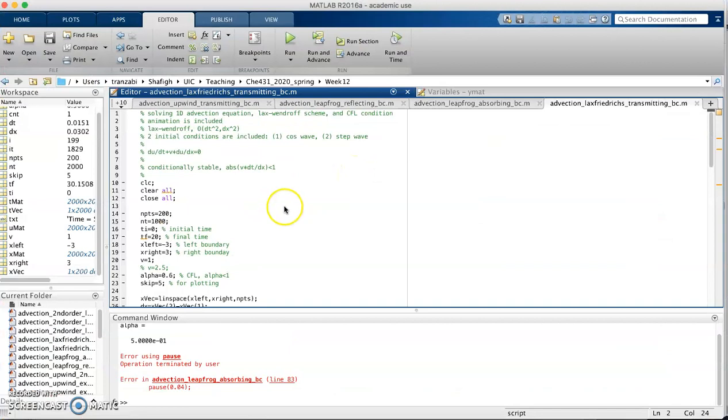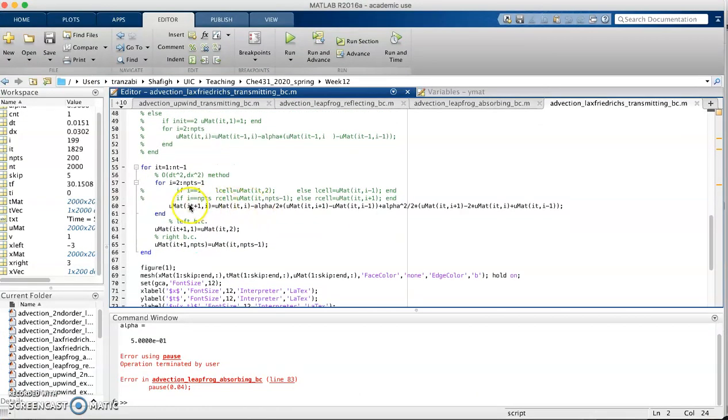So for transmitting boundary in Lax-Friedrichs, this piece is just Lax-Friedrichs without even imposing anything. These two lines are the boundary conditions. So if I want to do transmitting boundary, then that means anything at the second point of the domain at time tn would transmit information to the point on the left side, which is point 1, in the next time step. So basically anything in the domain will be transmitted into the boundary on the left side.